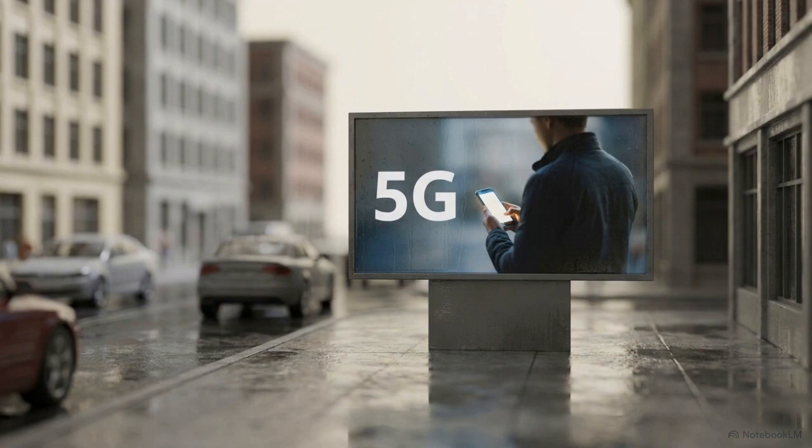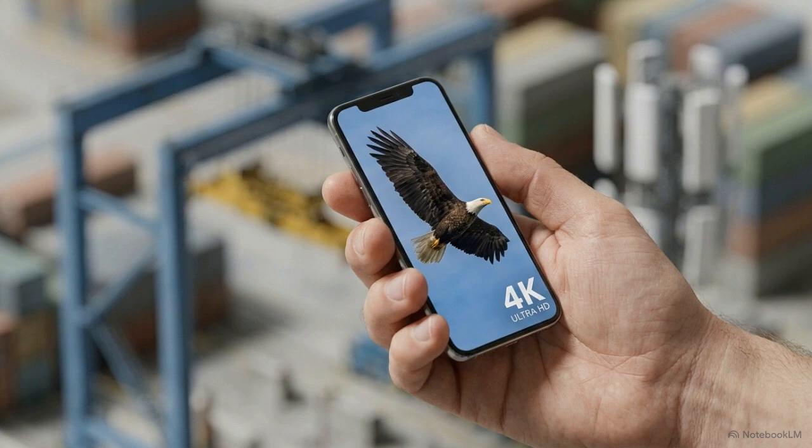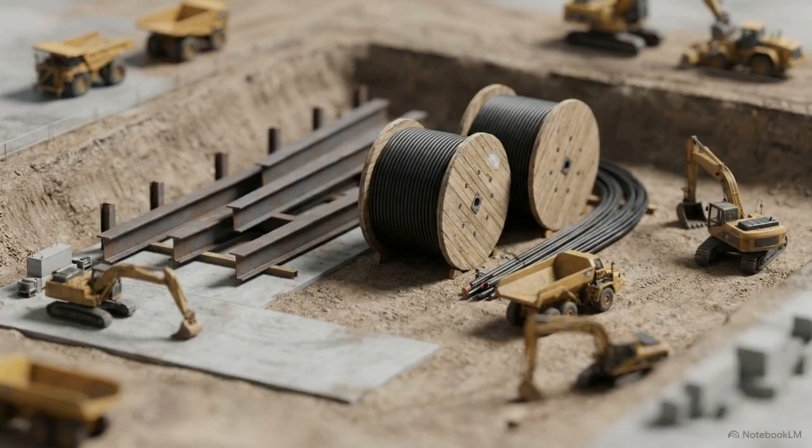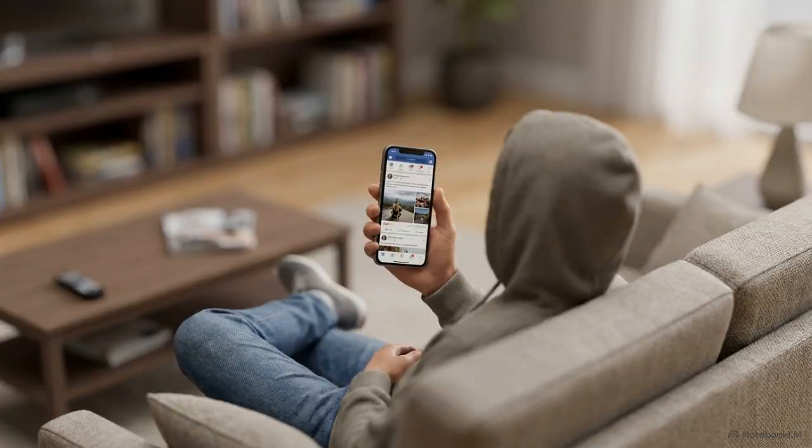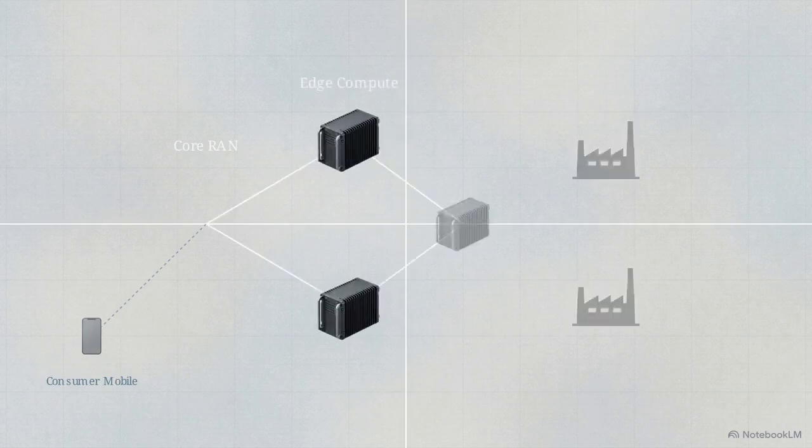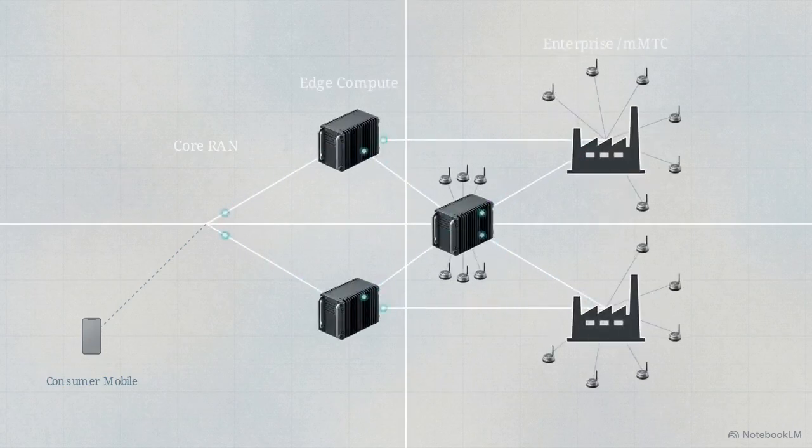The dominant marketing narrative surrounding 5G is consumer-focused, the promise of faster smartphones and seamless 4K video streaming. But the global telecommunications industry did not rebuild its entire physical infrastructure from the ground up to incrementally improve human social media consumption. Human mobile data usage is actually an architectural afterthought in the modern cellular topology.